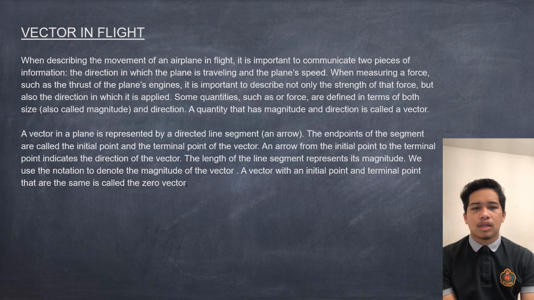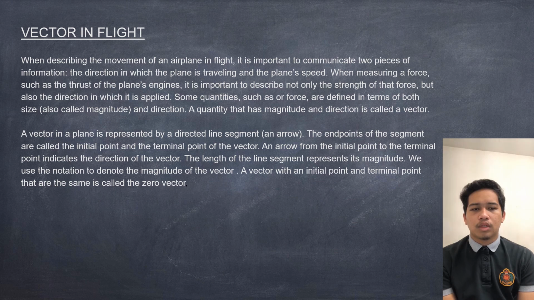A quantity that has magnitude and direction is called a vector. A vector in a plane is represented by a directed line segment. The endpoints of the segment are called the initial point and the terminal point of the vector. An arrow from the initial point to the terminal point indicates the direction of the vector. The length of the line segment represents its magnitude. We use a notation to denote the magnitude of the vector.